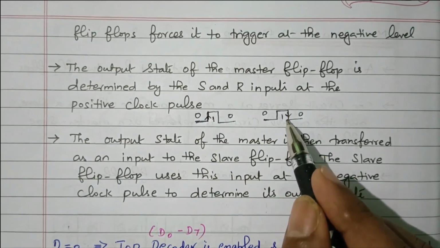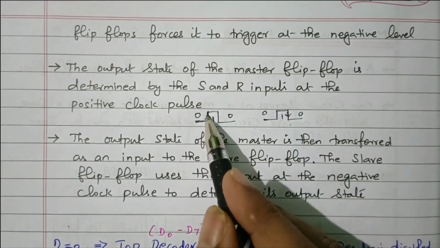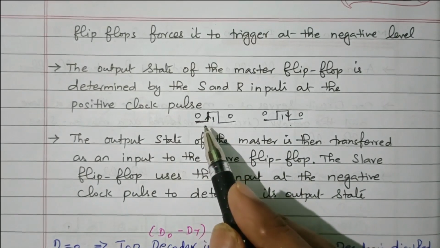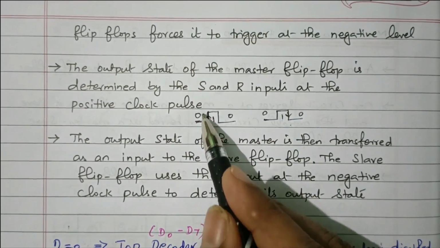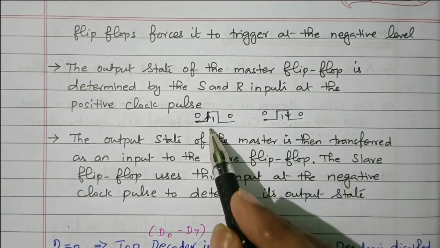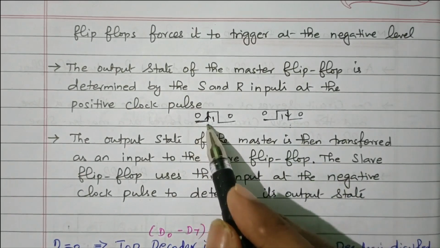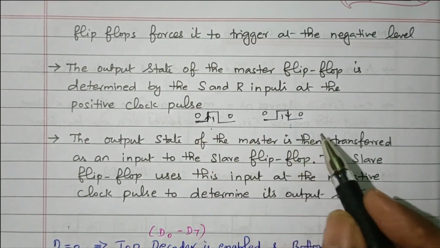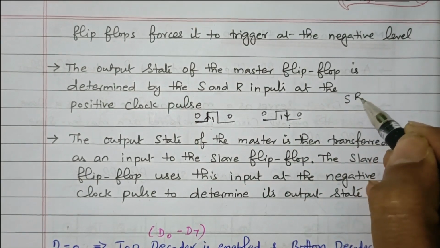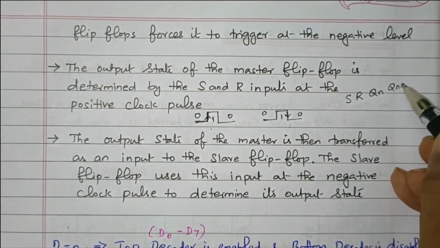Falling edge, right? So on every falling edge the slave is triggered. On every rising edge, the positive, the master is triggered. So the master flip-flop is triggered at the positive edge. The slave flip-flop is triggered at the negative edge. This is called positive triggered and negative triggered. Right? 0 to 1, this is 1 to 0. Then what is the status of the flip-flop? The SR flip-flop has two inputs, the present state and the next state.